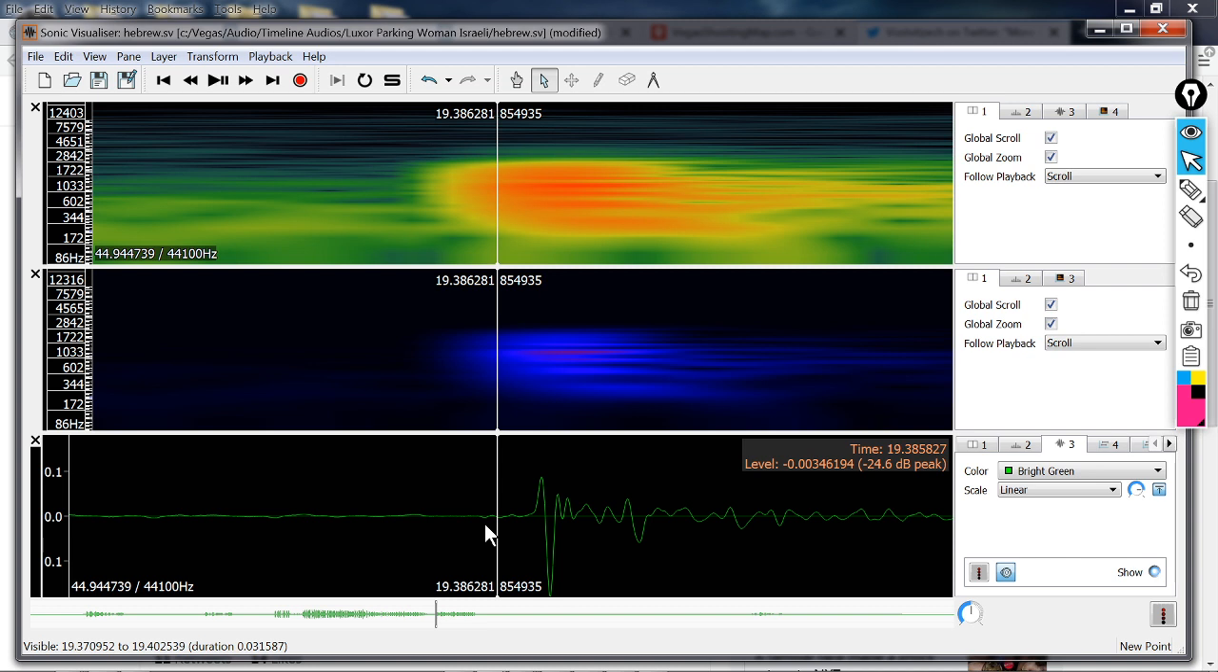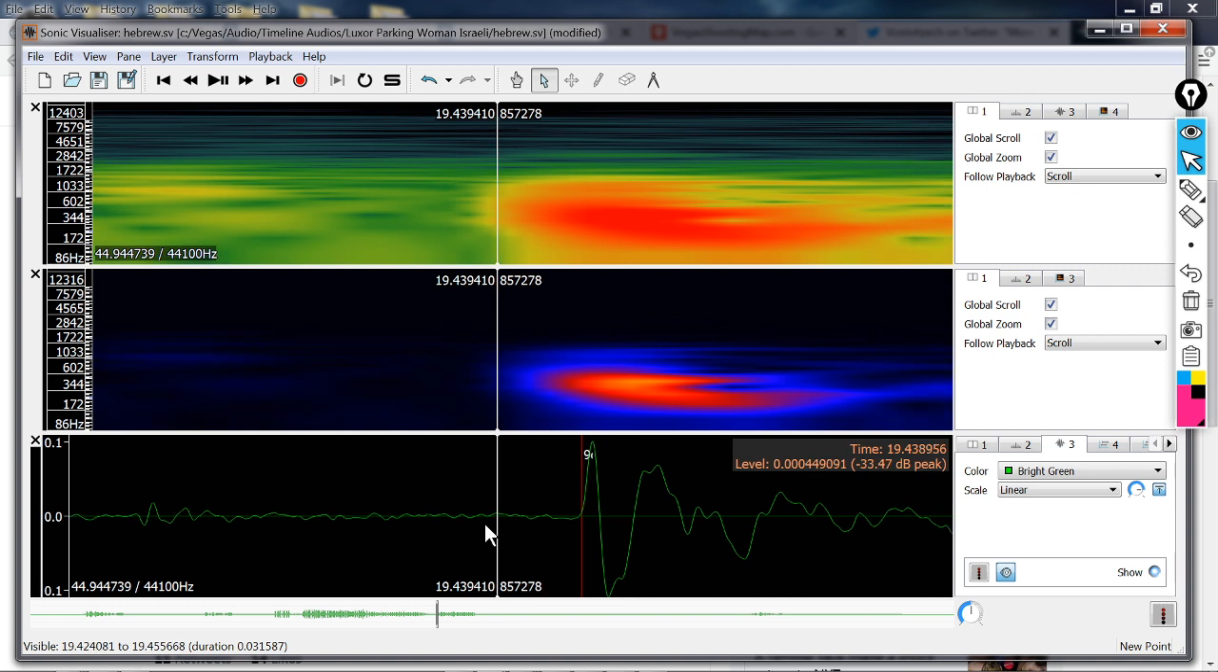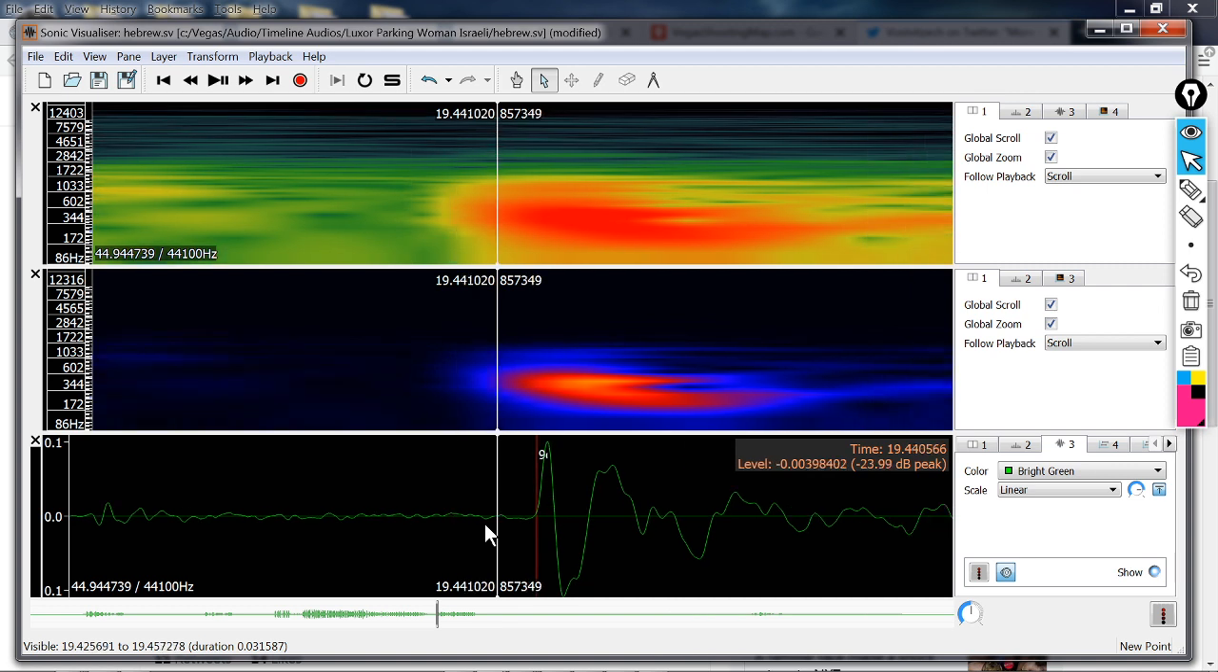So that's a close-up view of what the shock wave looks like. Let's go over here and get a close-up view of what the muzzle wave looks like. Muzzle blast. And you can see it's a much wider signal. Now this happens to be a very pristine recording.